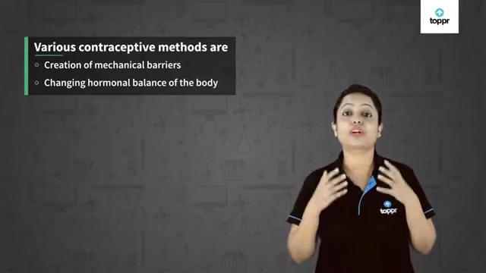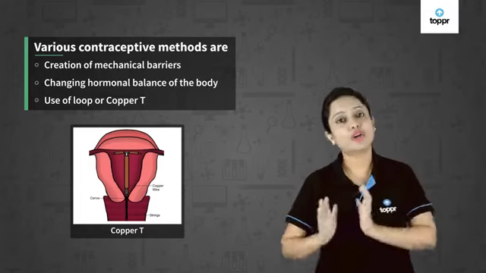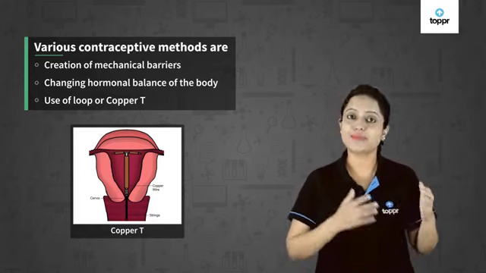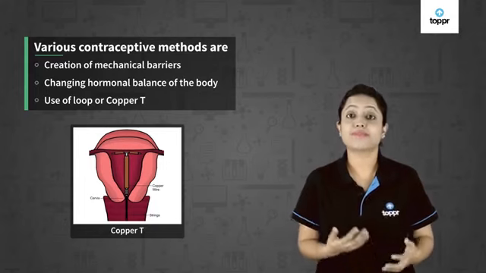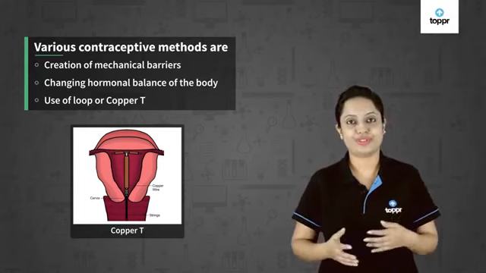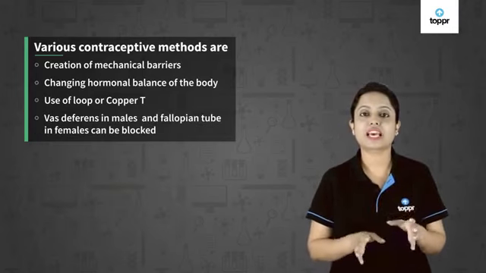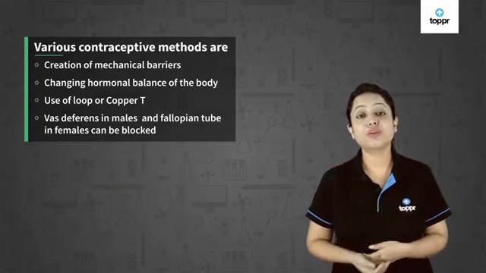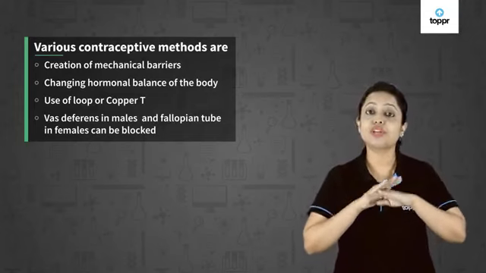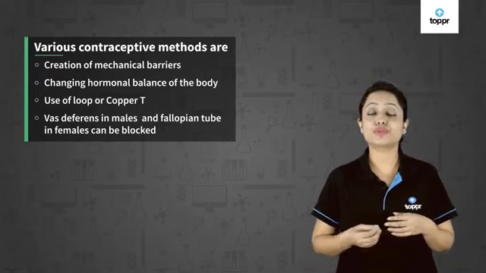The next method to avoid pregnancy is the use of a loop or copper T. These can be placed in the uterus to avoid pregnancy. But again, a side effect of this is that it causes irritation in the uterus. Next, the vas deferens in males can be blocked. By doing so, sperm transfer can be blocked and thus there will be no fertilization. We can also block the fallopian tube in females.